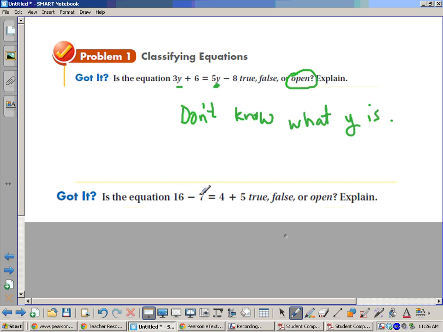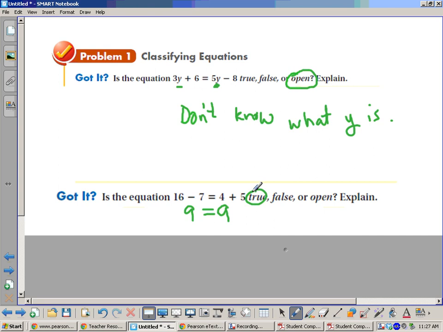16 minus 7 equals 4 plus 5. So in this case, there's no variables. All we have to do is calculate. So 16 minus 7 is going to be 9. And 4 plus 5 is also 9. Well, since we get the same thing on both sides, this one is true.